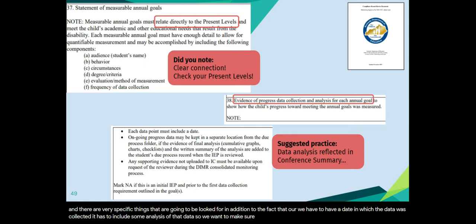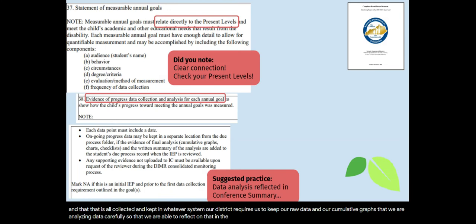So we want to make sure that we're scoring it, we're making notes on student progress, and that that is all collected and kept in whatever system our district requires us to keep our raw data and our cumulative graphs, that we are analyzing data carefully so that we're able to reflect on that in the IEP meetings. As you are looking at your data, I would encourage you to just pause here and think through your students' IEPs. Do you have those clear connections? And does your data have analysis for every goal for every student?